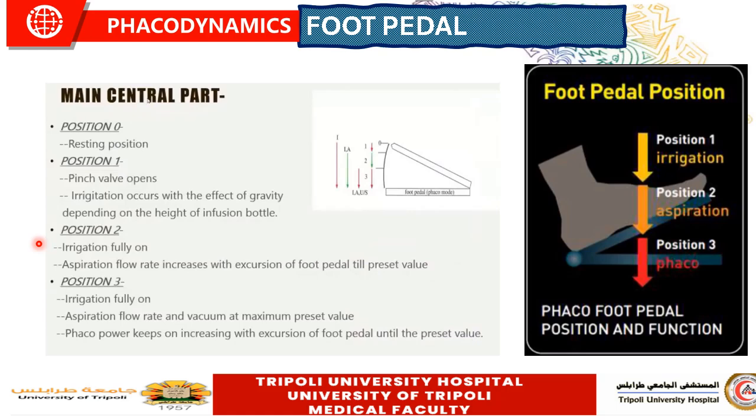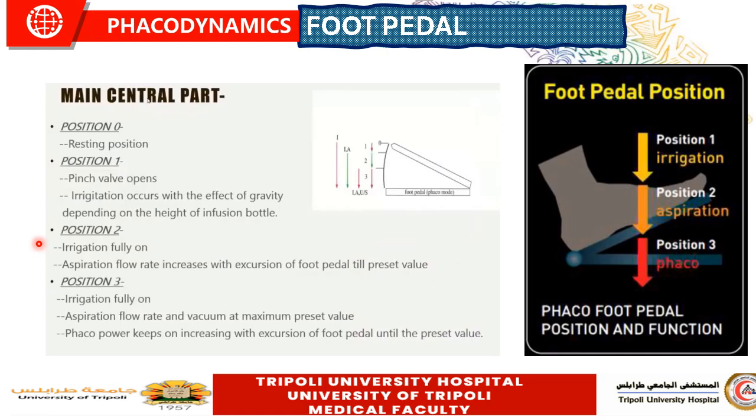The more you step down in position 2, the more you will increase the aspiration flow rate, so that it reaches the preset value. And in a vacuum dependent pump, if it is linearly set, the vacuum will be increased. The more you step down on the foot pedal, the more the vacuum will reach the preset value.